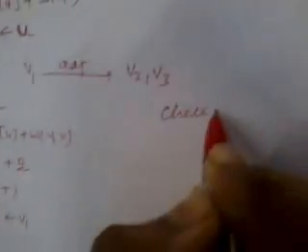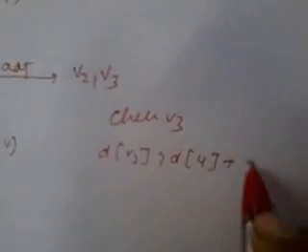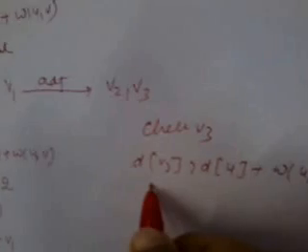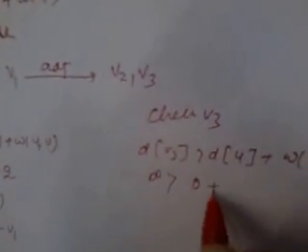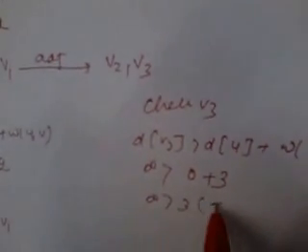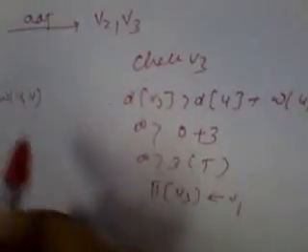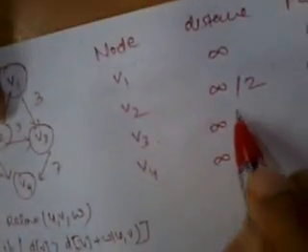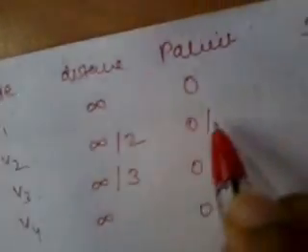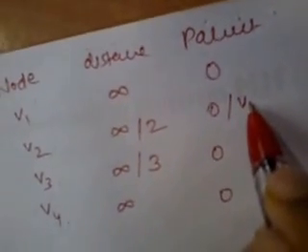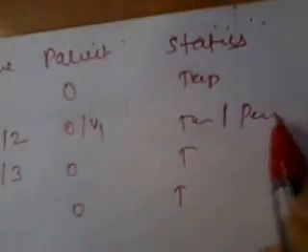Now check for v3. d[v3] is greater than d[u] plus w[u,v], that is, the v3 distance is first infinity, infinity is greater than 0 plus 3, that is infinity is greater than 3, condition true. So the parent of v3 is v1. Among these two nodes v2 and v3, the least distance is v2, so the distance of v2 is 2 and v3 is 3. We make v2 permanent with its distance.